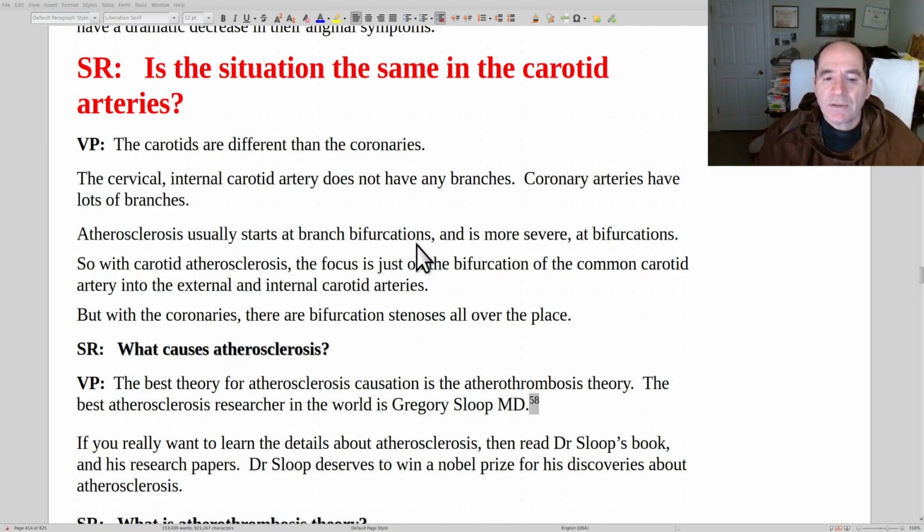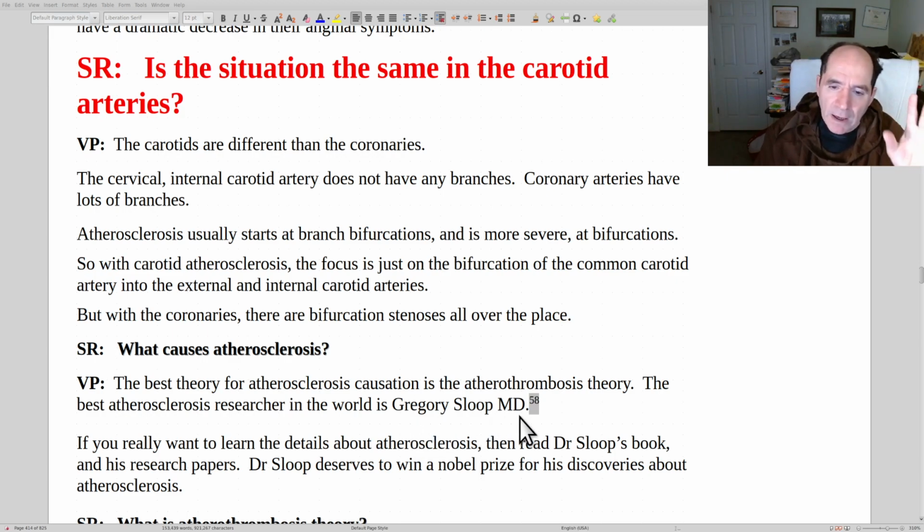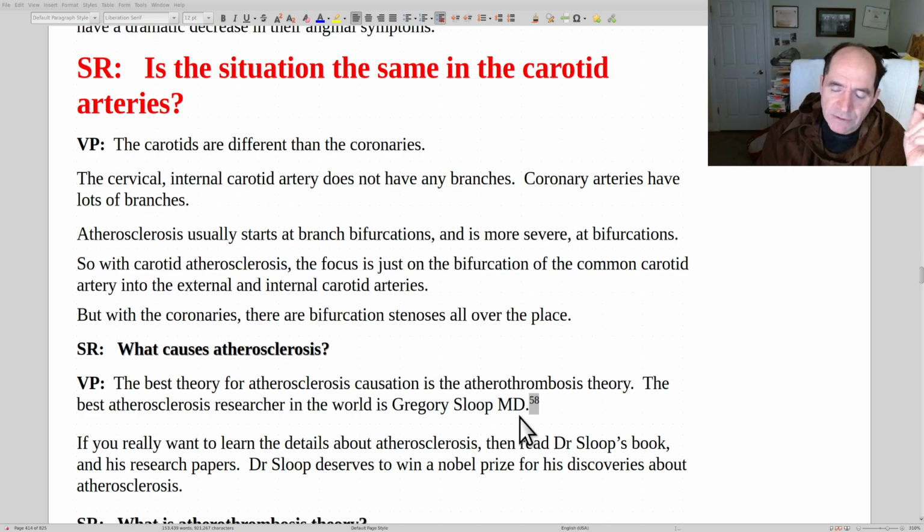Okay, the best atherosclerosis theory out of all of them is called the atherothrombosis theory, and the best atherosclerosis researcher is Gregory Sloop MD, and he wrote a book about cardiovascular pathophysiology. And I've actually spoken to him. Like I said, he's the best one in the whole world. He comes from a pathology background, which again I think is funny because when I was young, I thought the cardiologist, cardiovascular surgeon, interventional radiologist, and peripheral vascular disease specialists were the best experts on atherosclerosis. But no, it's the pathologist because they look at it under a microscope.